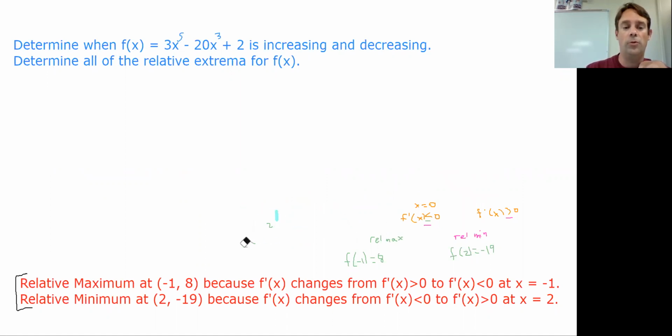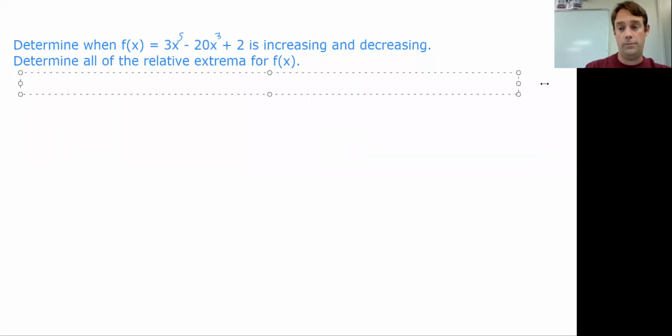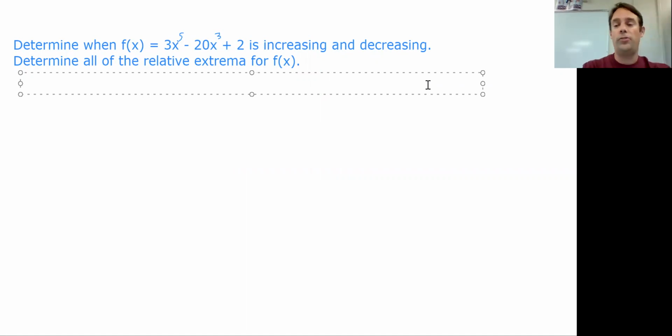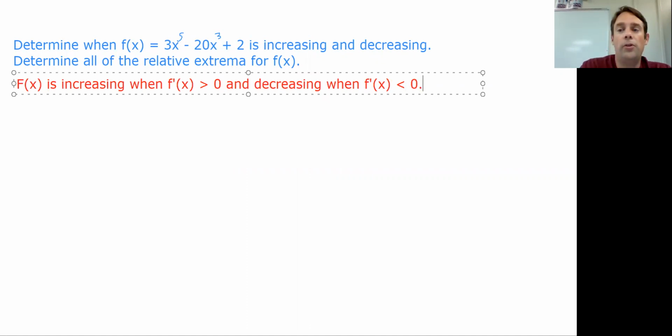All right, you guys are probably just watching me use my magic eraser here now. I tell you what, now you've unpaused it, you've already solved the problem. So let's see here. First of all, I'm going to say what I'm going to do. So I got to talk about increasing and decreasing here. f of x is increasing when f prime of x is greater than 0, and decreasing when f prime of x is less than 0.